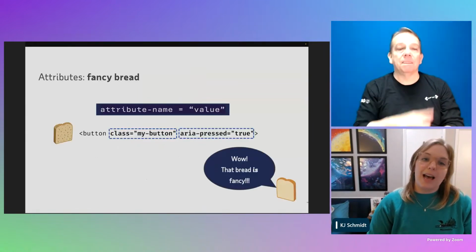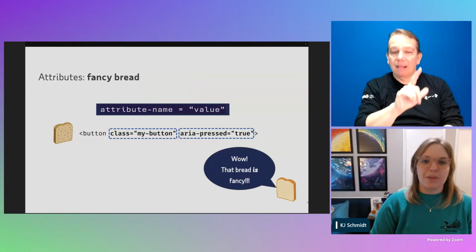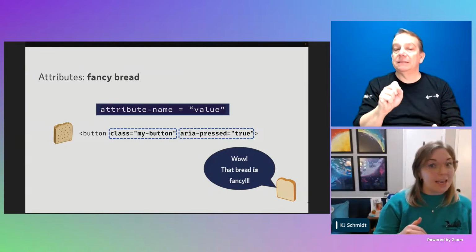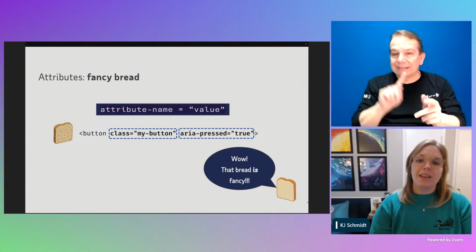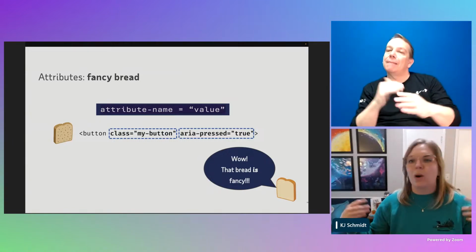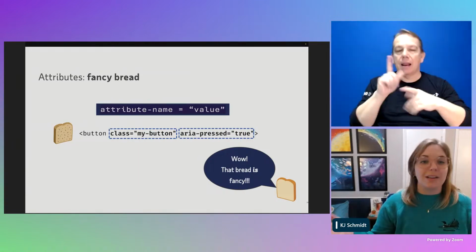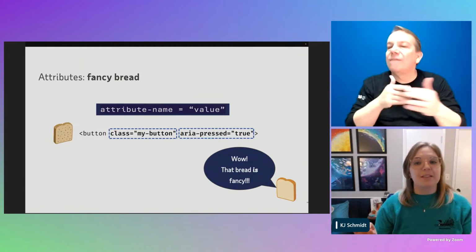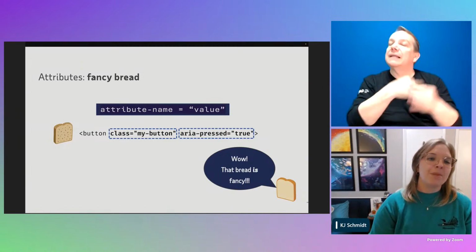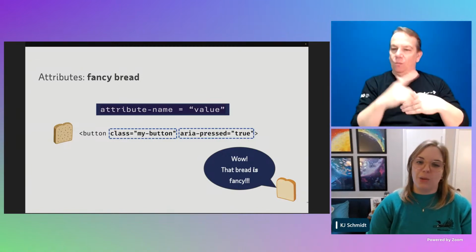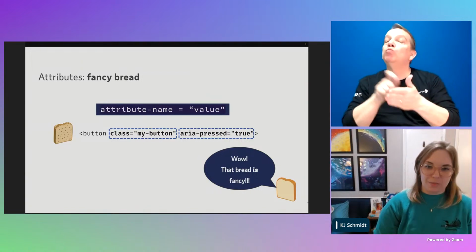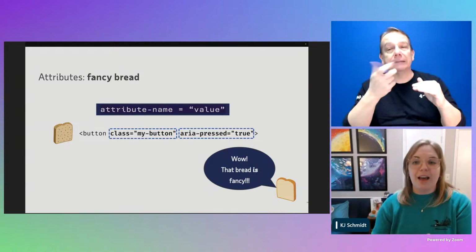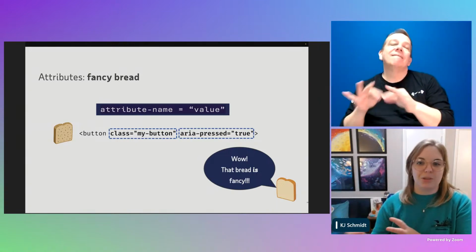HTML attributes add additional information about the element. They go inside of the start tag, aka the bread. So you can think of this like adding seeds, wild rice, grains, chocolate, whatever you want to your bread to make it just a little bit fancier than some plain white bread. They're typically written with the following format. We have an attribute name, the equal sign, and then some value, which will be inside of quotation marks.